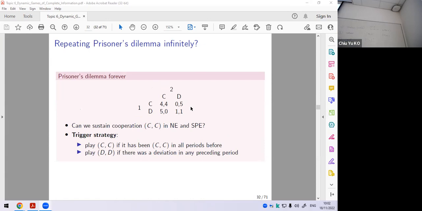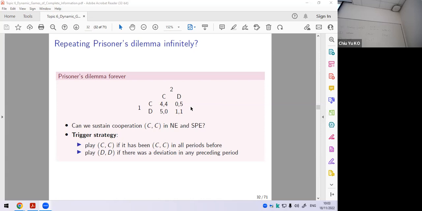And this is one of the most famous strategies, which we call the trigger strategy. It essentially says we collaborate as long as we have collaborated before, otherwise we go to punishment. And the punishment is the Nash equilibrium. So sometimes in the literature this is called Nash reversion: you revert, return to Nash whenever there's no collaboration. And you need to check whether it's a Nash equilibrium and subgame perfect.